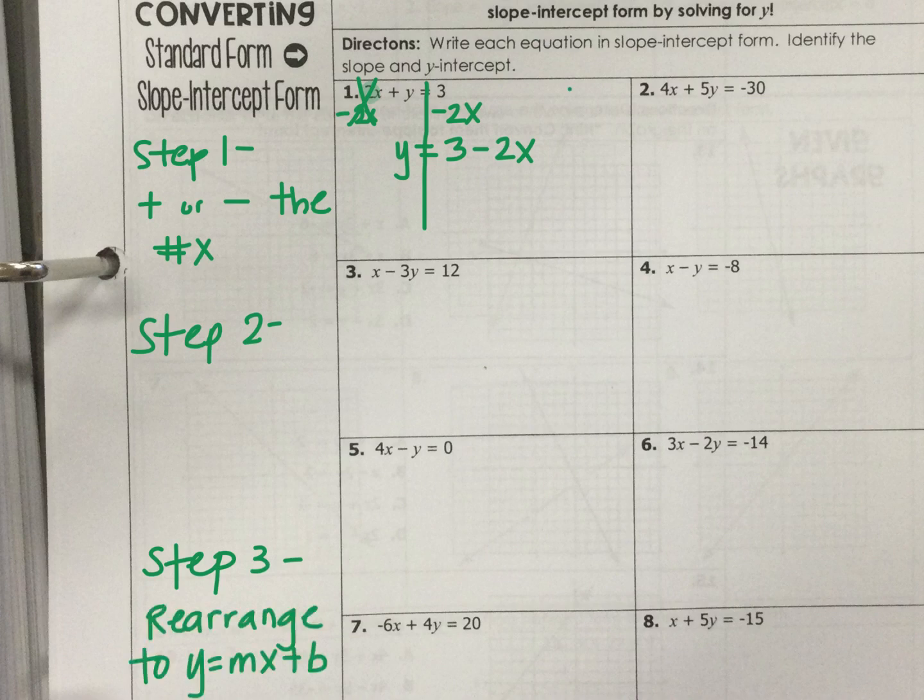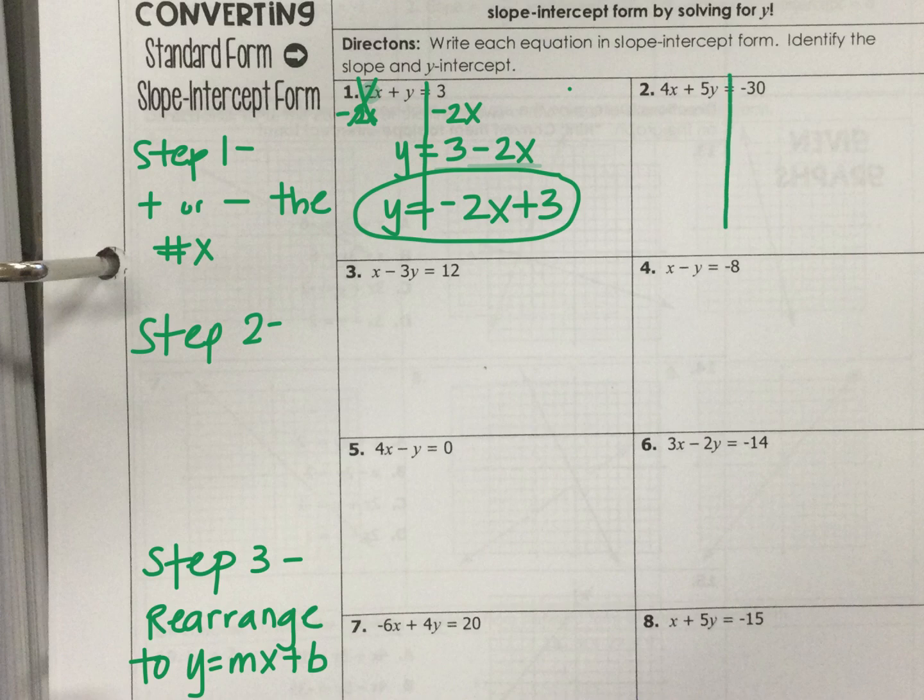So I'm going to have y equals, and when I rearrange, I want this part to be in front, so negative 2x, and I'm going to put the 3 in the back, and since it's a positive 3, I write plus 3. So I've taken an equation in standard form and put it into y equals mx plus b, point slope form, so that I can graph it.